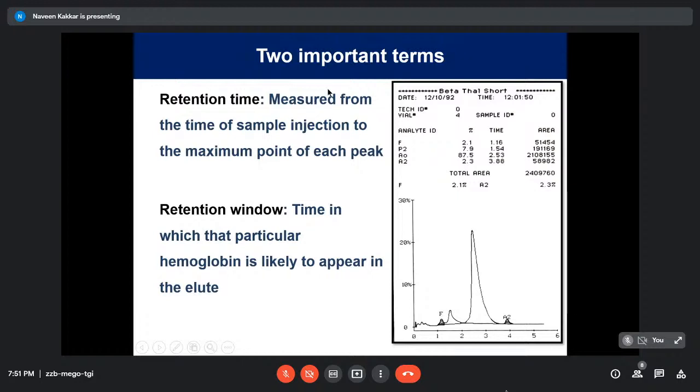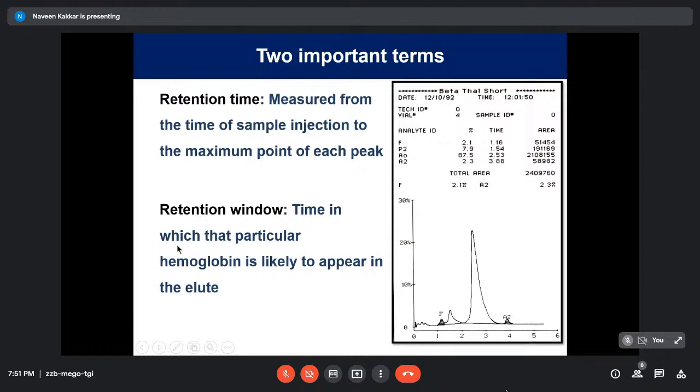Let's look at these examples. It's measured from the time of sample injection to the maximum point of each peak. So in this chromatogram, let's pick A0, the normal A. That says 2.53 is the retention time. If I draw a line dropping down from the top of the peak, we're at about 2.5. So that's your retention time, from the time of sample injection to the maximum point of each peak. The time starts here. On this axis you have time in minutes, and this is your percentage of hemoglobin.